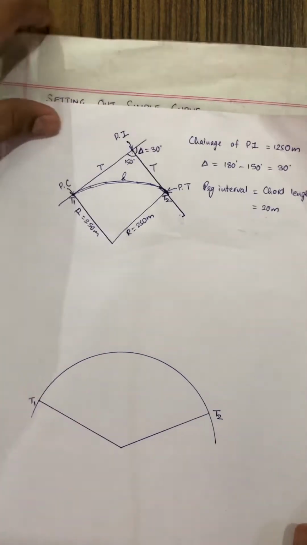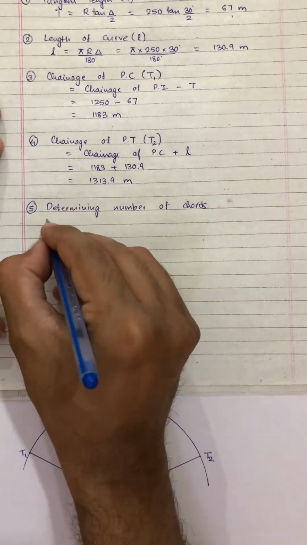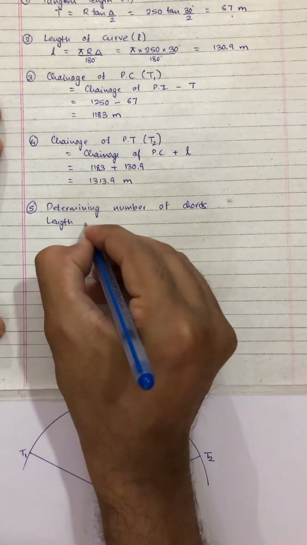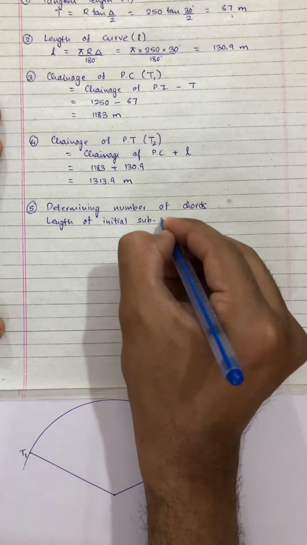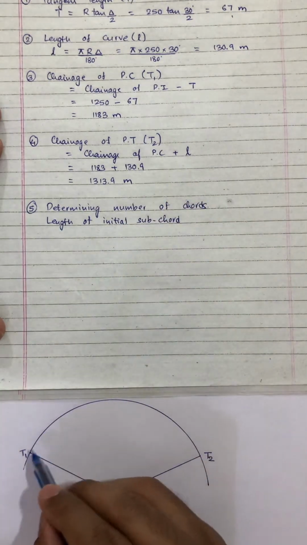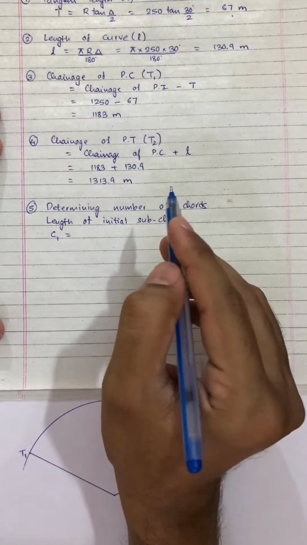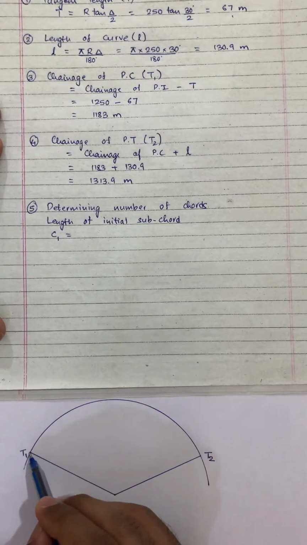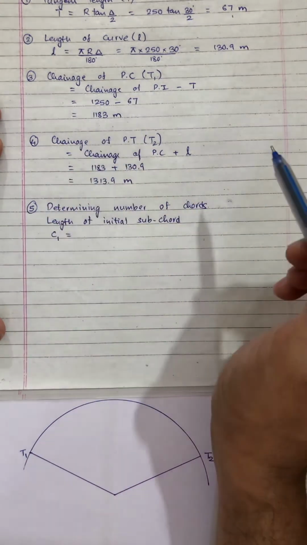Now we need to determine how many chords are required to set out this simple curve. Okay, so here if we need to find out the length of initial subchord. Now this length of initial subchord, let us call that initial subchord as C1. Okay, now C1 will start from where? It will start from here. Okay, so this is actually what? This is T1. What is the chainage of PC T1? That is given as 1183 meters.